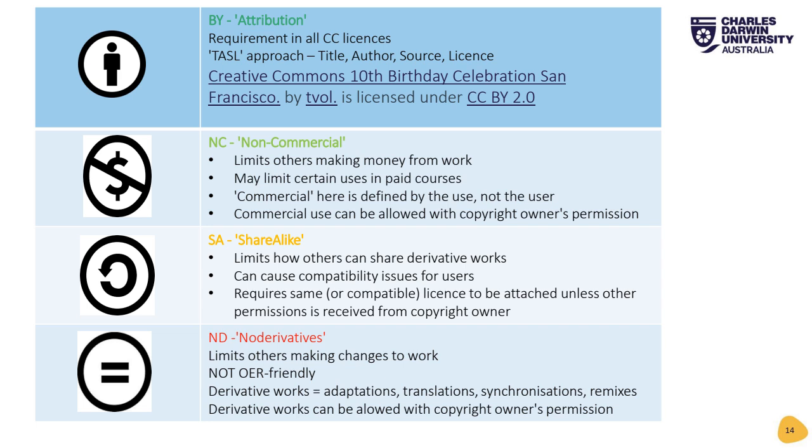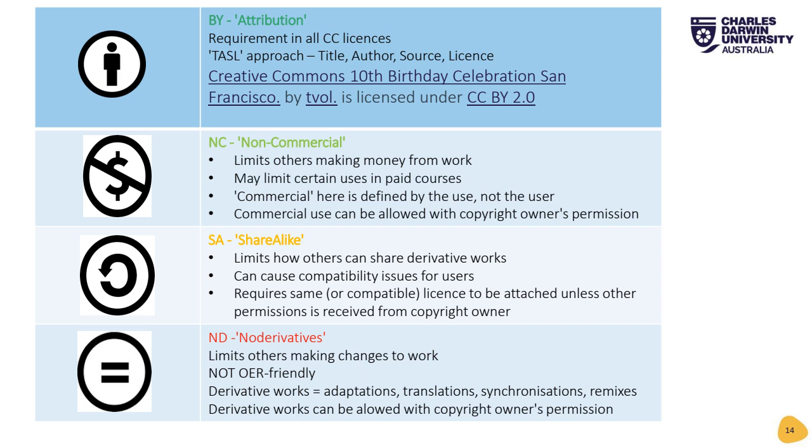If we look at SA, or share alike, it limits how others can share derivative works. It can cause compatibility issues for users, and it requires the same or compatible license to be attached unless other permissions are received from the copyright owner.